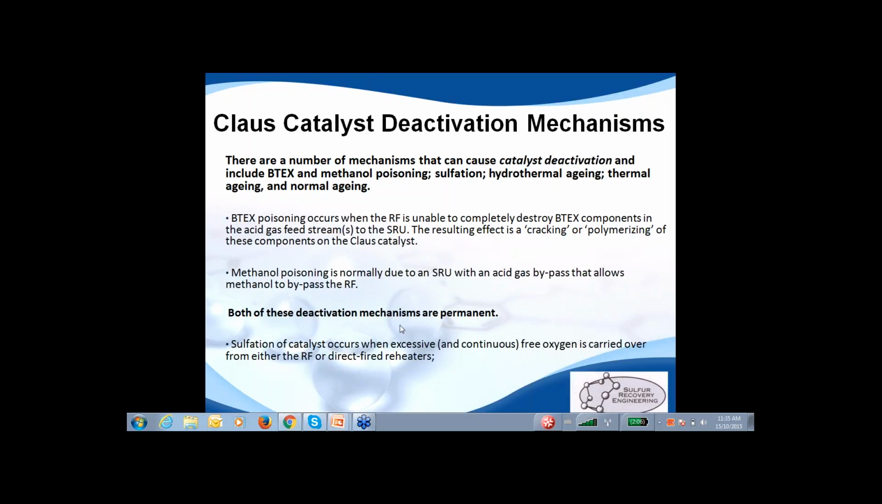Typically, accuracy within 10 to 20% is deemed acceptable at a facility. However, it's these issues that could allow free oxygen into our beds and the creation of a sulfation mechanism that could impact the activity of our Claus catalyst.